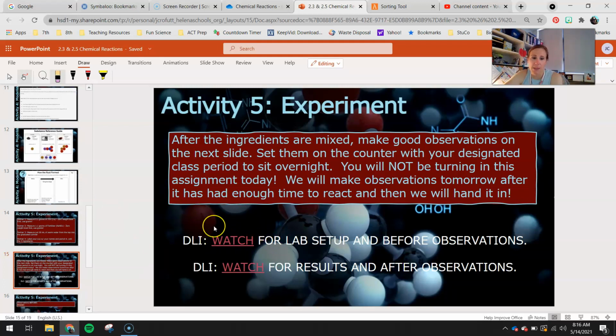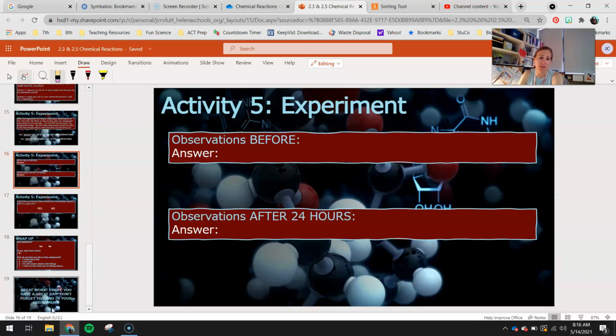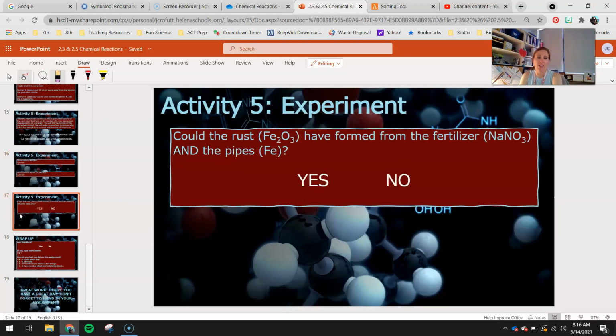I'll show you guys the lab setup so you guys can kind of make that before observation. And then once you guys have your before observations, you guys can go ahead and watch the after results right here, and then you guys can finish up this assignment if you're DLI. Okay? So here's where you guys will do your observations before. Again, those of you guys sitting in class, you guys are going to have to wait until tomorrow to finish this part right here. DLI, you guys can finish that right now. And then answer this question tomorrow.